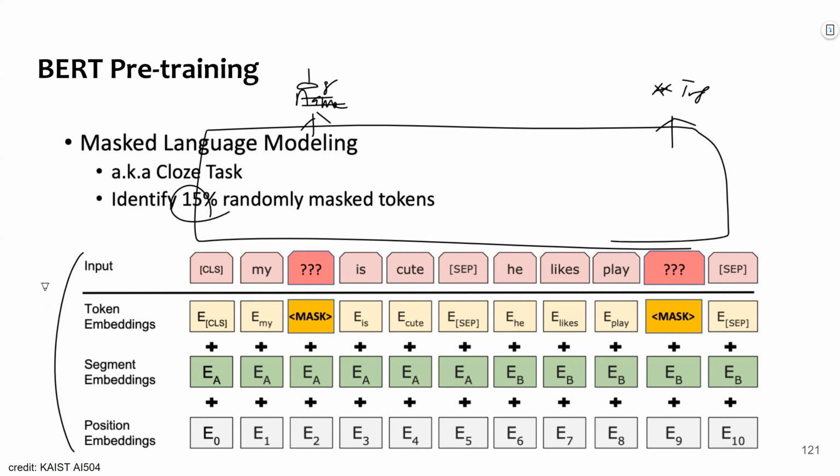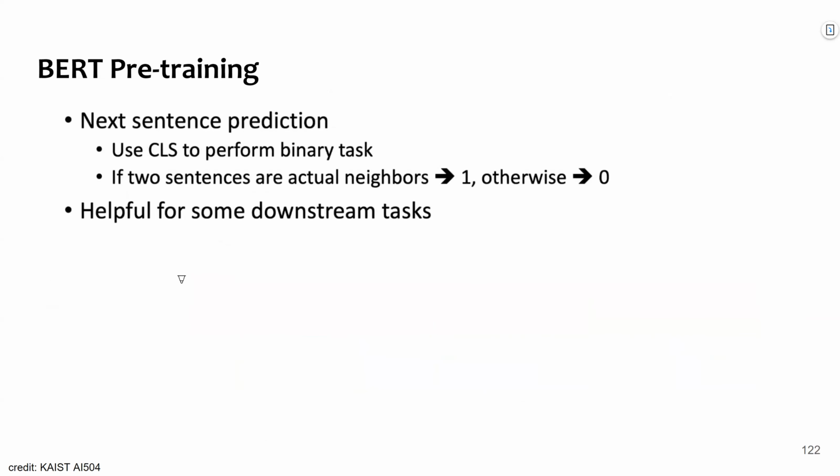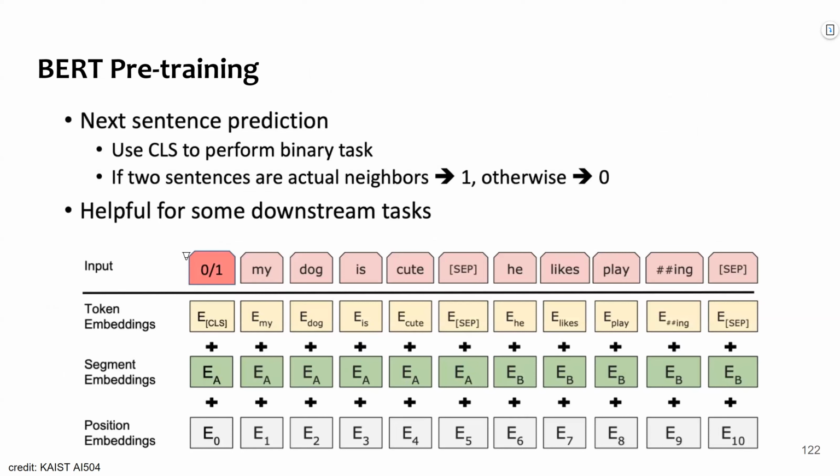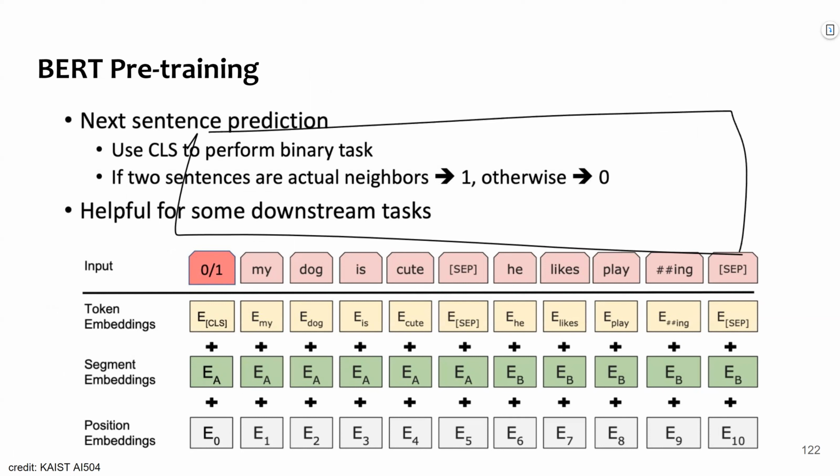And what is the purpose of using the CLS token? The CLS token is to represent the whole sentence. And after passing through this encoder part, let's say this one is mask, and this one is mask, and this part should output shop ing, and this part should output is. And what about this part? This part outputs 1 or 0: 1 if these 2 sentences are neighbors, otherwise 0.